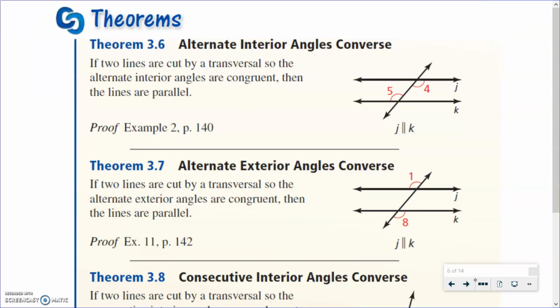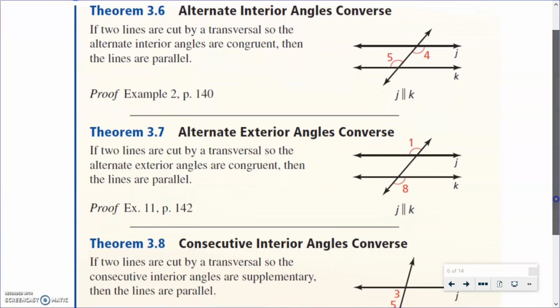All right, so here's a few more, and really what these are saying is everything that you talked about yesterday, or read about or watched, you're using that to prove things. So the alternate interior angles converse says that if these two angles, the alternate interior angles, 4 and 5 in this picture, are congruent, then lines J and K are parallel. And the same thing for exterior. So if 1 and 8 are congruent angles, then line J and line K are parallel.